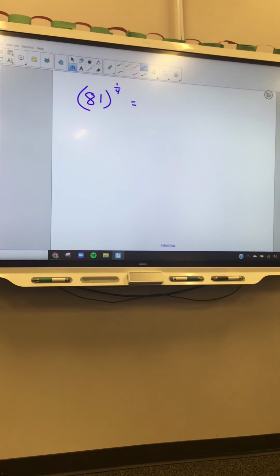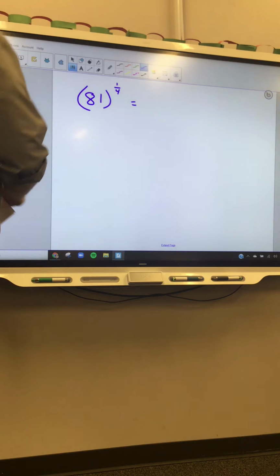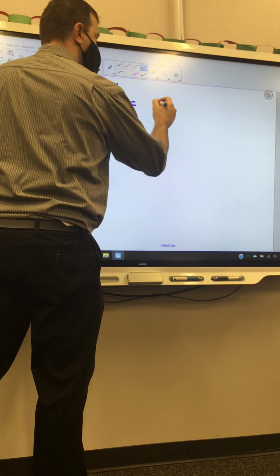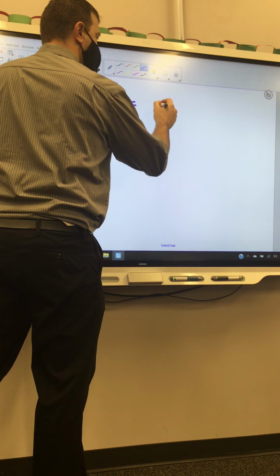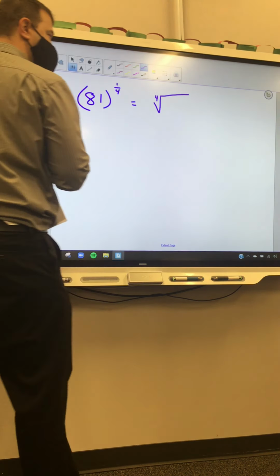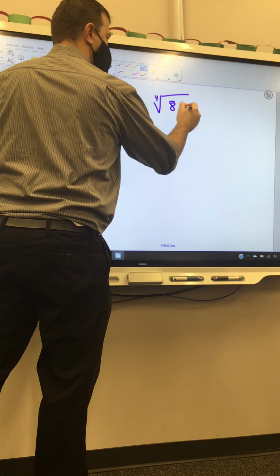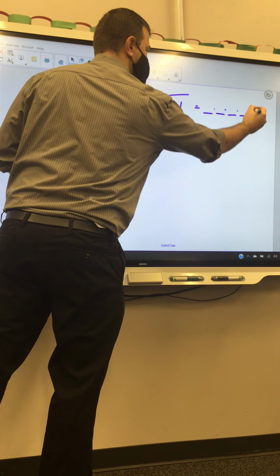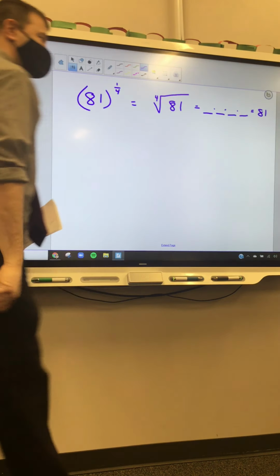Before you start plugging it into your calculator, what's another way to write that as a radical? Not 81 to the fourth. The fourth root. So it looks like that, the fourth root of 81, which really means something times itself, times itself, times itself gets me up to 81. That one you could probably do in your head.